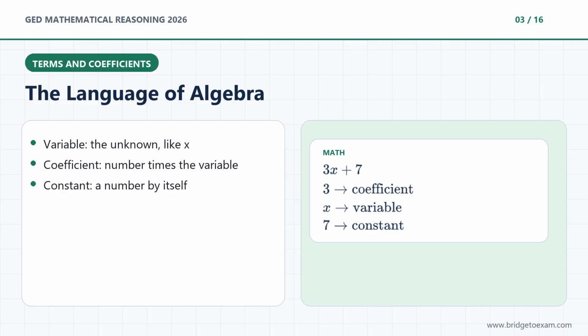Look at the expression 3x plus 7. The letter x is the variable, the unknown value. The number 3 multiplied by x is the coefficient, and the 7, standing alone, is the constant. A term is a single piece separated by a plus or a minus sign. So this expression has two terms.